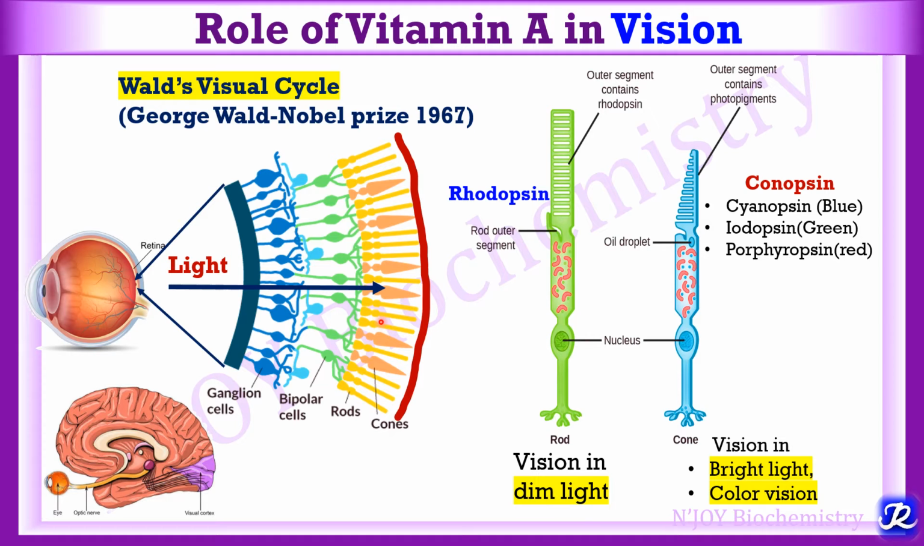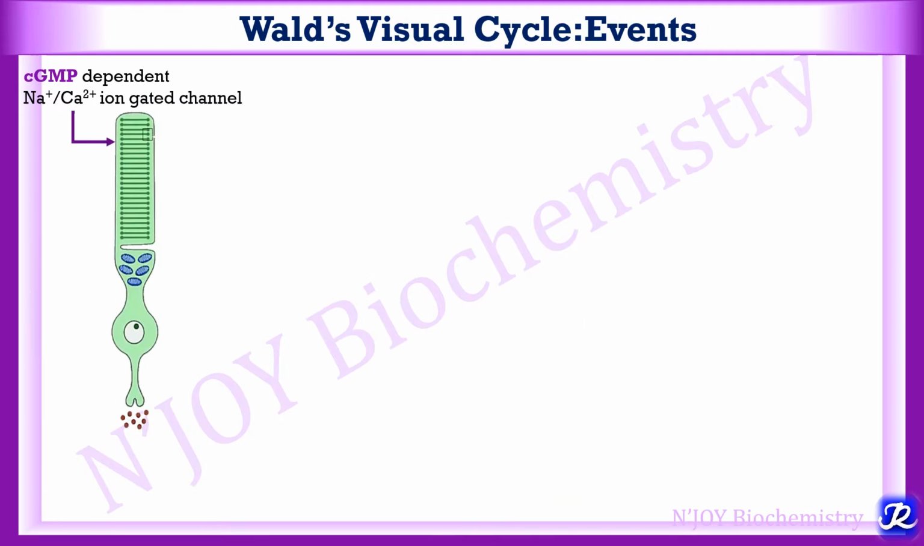And George Wald and his associates studied this phenomenon of biochemical and photochemical events in detail, and this cyclic event is popularly known as Wald's visual cycle. Now let's see the various events of Wald's visual cycle. The events occur both in rods and cones, but here we are trying to understand with the help of the events that occur in the rods.